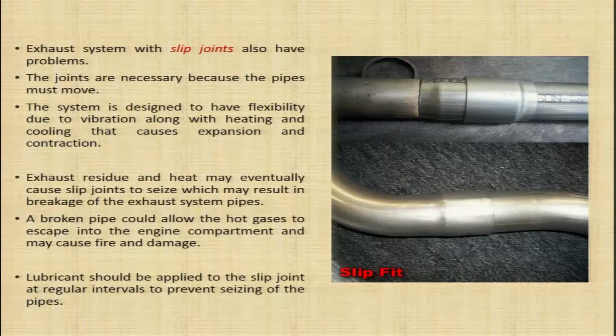Here in the figure you can see these are your slip joints. Some movement is required at these slip joints. The system is designed to have flexibility because of vibration and the contraction and expansion of the metal due to heating and cooling. If these joints freeze, there is no movement and the exhaust pipes may break, leaking exhaust gases into the engine compartment and causing fire and damage.